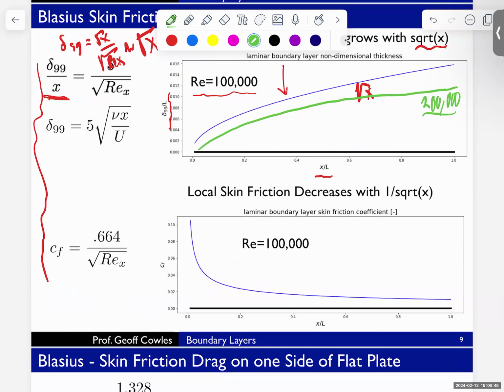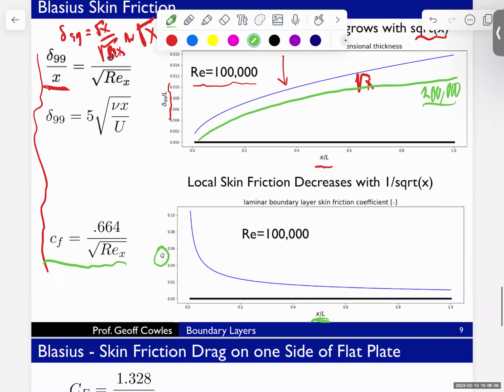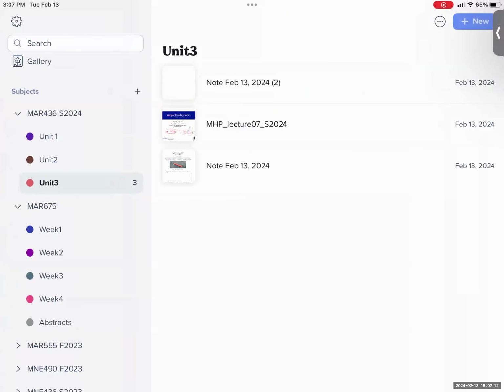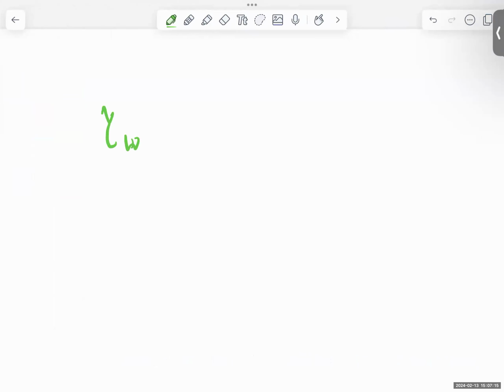The other piece is the local skin friction coefficient, which I've plotted here. This is non-dimensional already. It's a function of non-dimensional distance along the plate. I picked the same Reynolds number of 100,000 here. And what you see is the skin friction coefficient is highest near the front of the plate, and it's lower as we go downstream. And the reason for that is related to, let's just do a quick aside, this wall stress is equal to, again, the viscosity of the fluid, mu, times du dy at the wall. It's times that shear at the wall.